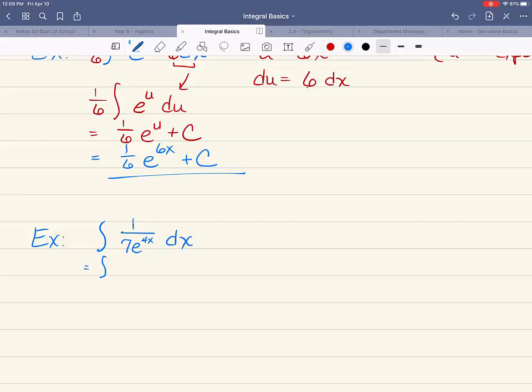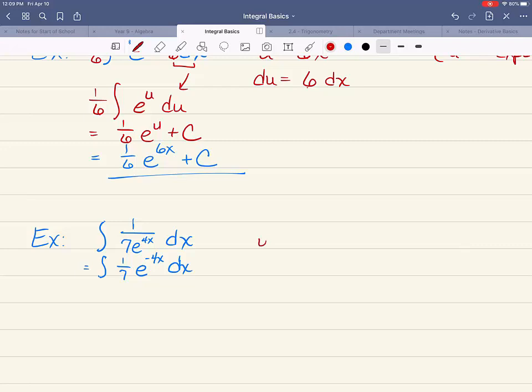So we're going to rewrite it. We're still in blue because we're not changing to u's yet. The 7 stays on the bottom. So this is 1 over 7 e to the what power? Negative 4x dx. Remember that anything that's on the bottom of a fraction, if you move it up, it turns to a negative exponent. Now you're ready to do your u-substitution.